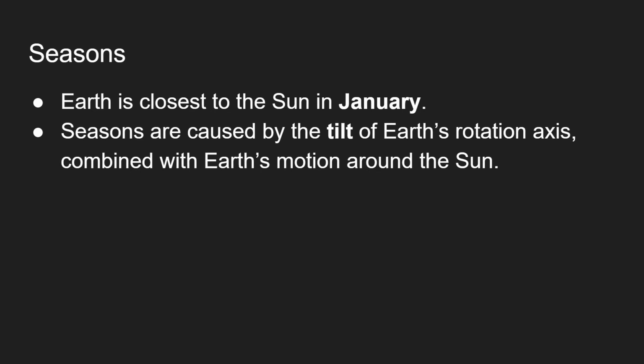But we're in winter when that's occurring. Seasons are caused by the tilt of Earth's rotation axis, combined with Earth's motion around the sun. So again, I'll say it one more time. Seasons are caused by the tilt of the rotation axis, the fact that the Earth is tilted, with the revolution or the motion around the sun. So Earth's revolution around the sun and the fact that it's tilted are the two reasons that we have seasons.